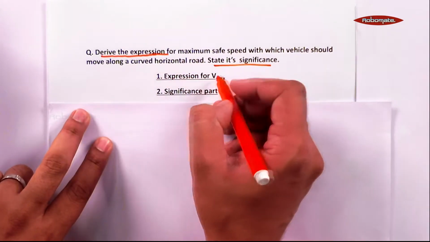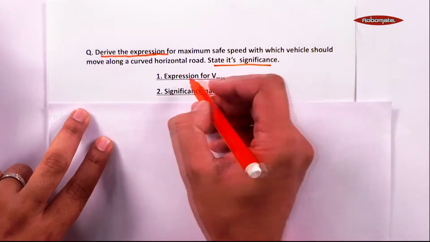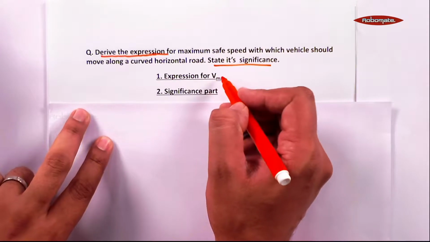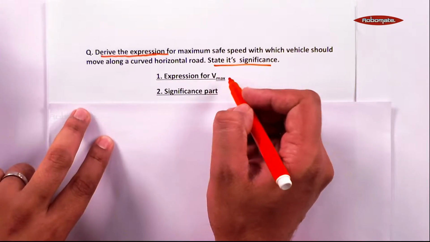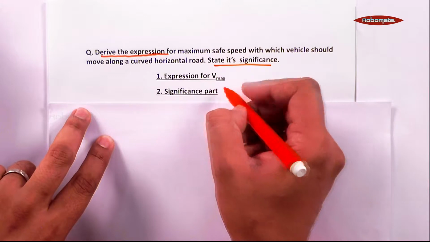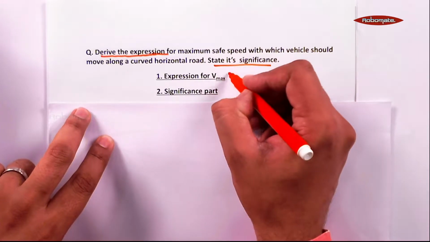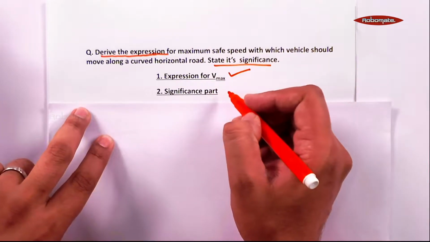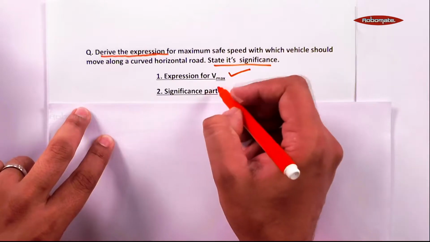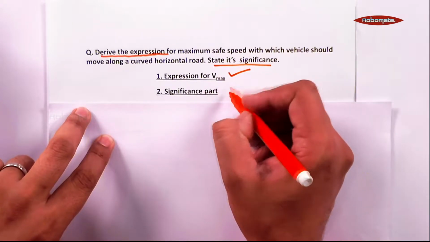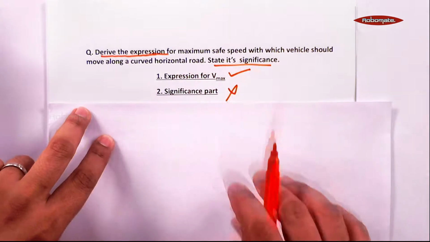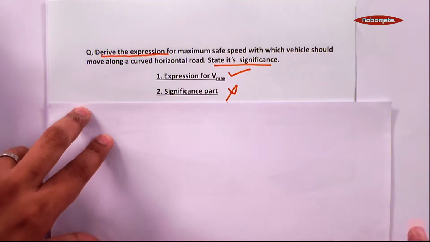So, the first part is you have to find out an expression for the maximum safe velocity, which is called as Vmax, and the second is the significance part. Now, what we'll do is we'll first understand the expression for maximum safe velocity, and then later we'll find out the significance part. So, initially I'm just going to focus on the first section, expression for Vmax.